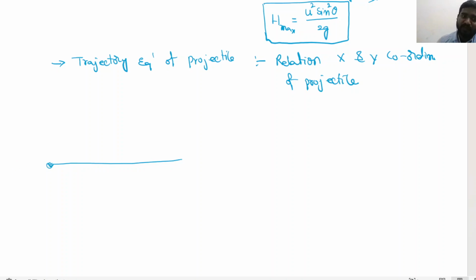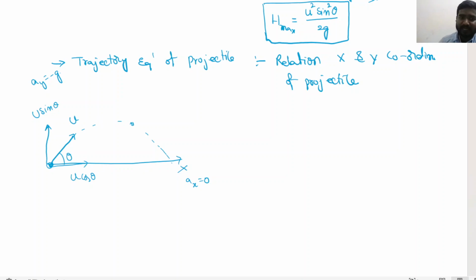Okay. Now here you can take it as your ground, and the point of projection as the origin. From the origin, it is projected with a certain initial velocity u, making an angle theta. If you resolve u, along horizontal you get u cos theta, and along vertical you get u sin theta. Along the x direction, acceleration along the x axis equals 0. Along the y direction, acceleration equals minus g. So along the x direction it is uniform motion and along the y direction it is uniformly retarding motion. The projectile will be moving in this direction.